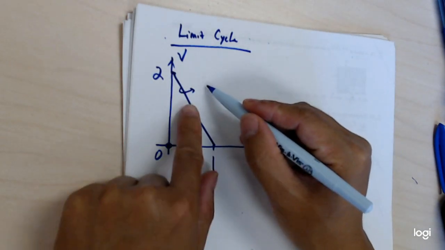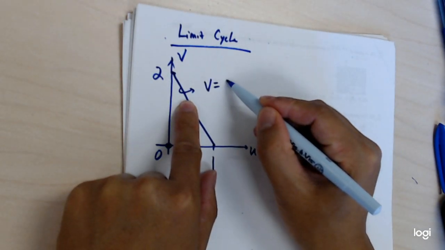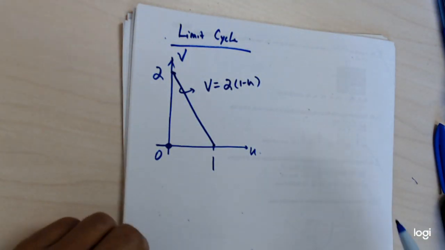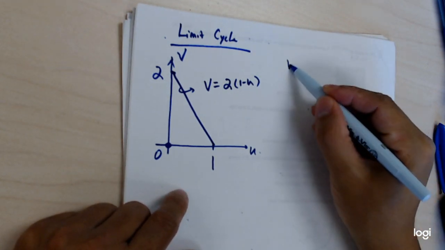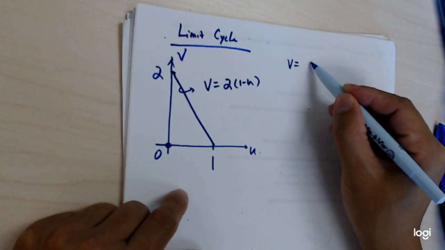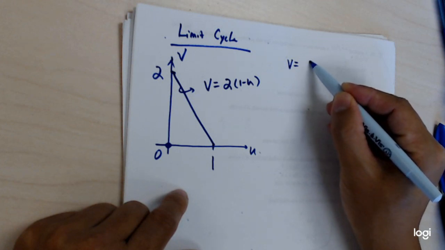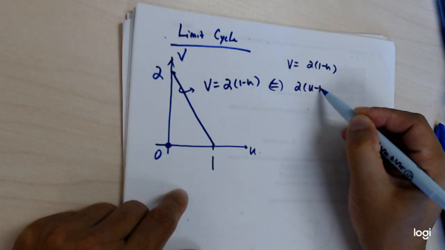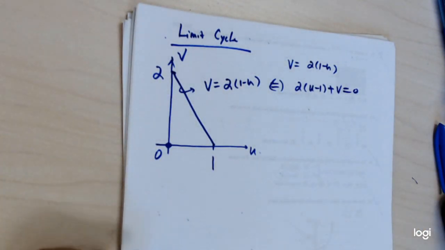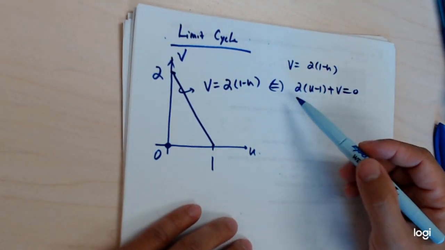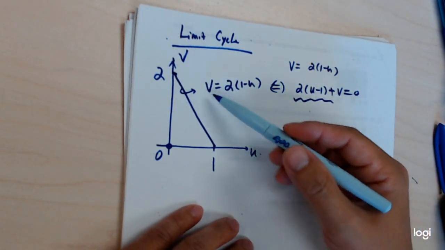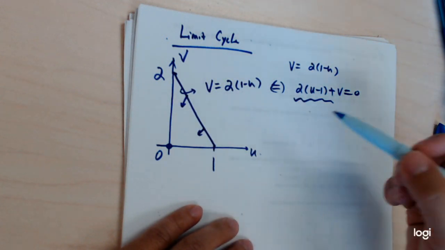So the equation for this line is phi equal to alpha times (1 minus u). You can quickly check that. All right, that's the equation for this straight line here, which is identical to alpha (u minus 1) plus phi equal to 0. So this term is always 0 along this straight line. Now to study the trajectory along this straight line, here's how I do it.